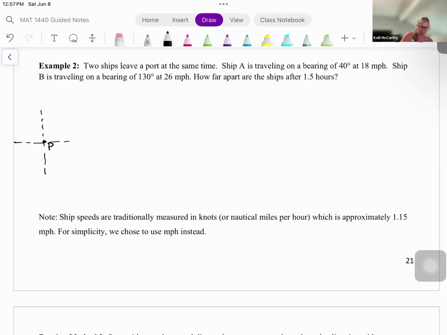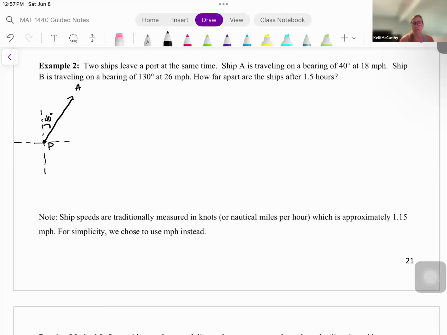Starting from due north, which I think of as the positive y-axis, I go 40 degrees clockwise. So this ship is traveling this way, where this angle is 40 degrees. I'm not going to terminate this yet, because I might have to extend it further to finish off my picture, but it gives that trajectory.